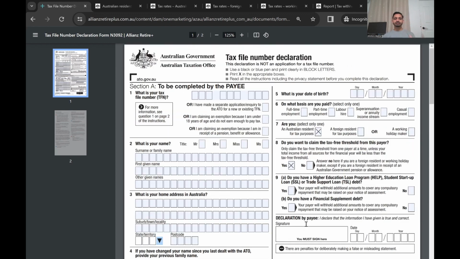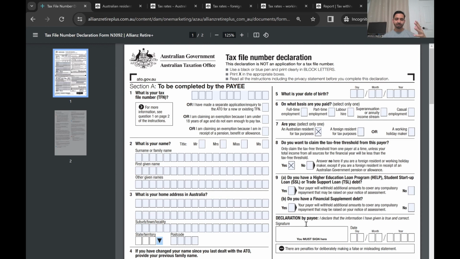So the first one is your tax file number. You should apply for a tax file number if you're new to Australia. The first step is to apply for a TFN. You normally get it within a week from the tax office when you apply for it. And once you get that, you want to give that to your employer. Okay, if you don't have a tax file number, you can tick the boxes below.